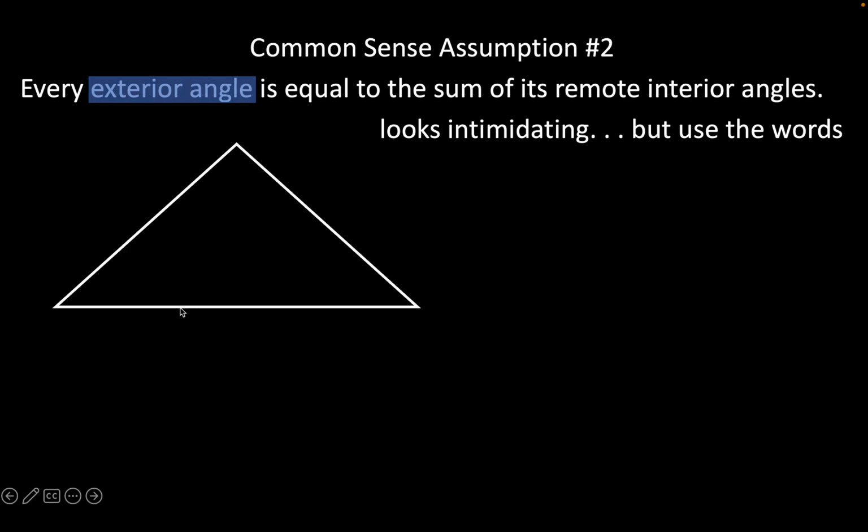So the way you get an exterior angle is you extend one of the sides. You could extend that side out, this side, or that side. Doesn't matter as long as it's straight. So we'll just put one there. This would be the interior. That would be your exterior.